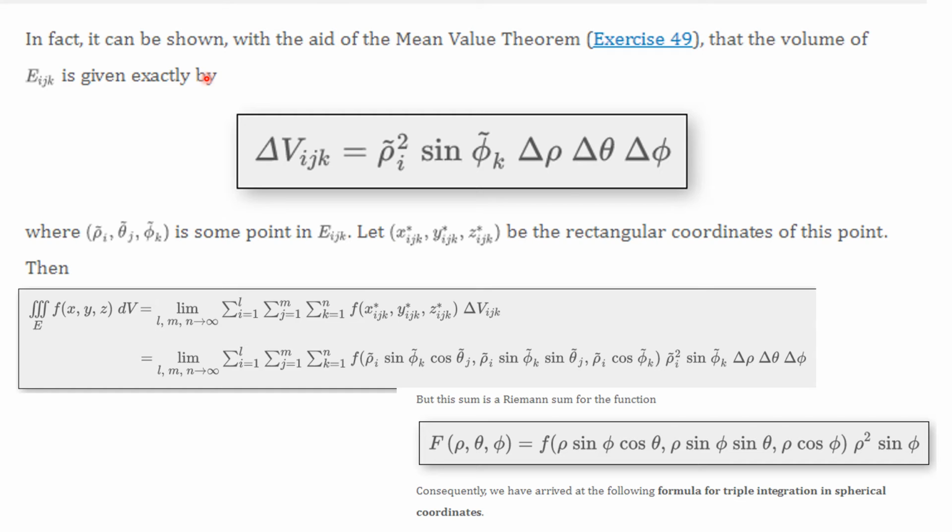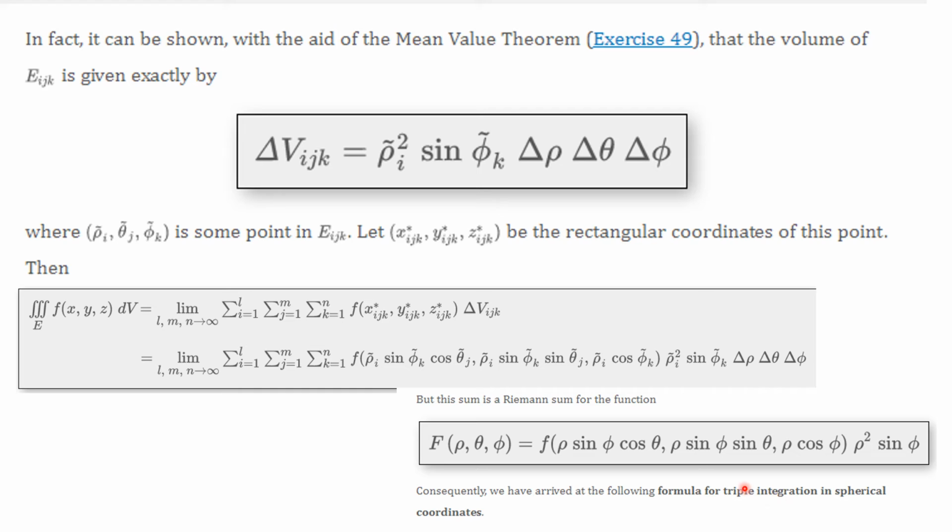Okay, so that's pretty much what we're doing here. So the little spherical rectangle that we have, its volume is approximately this, and we add up all of these little spherical pieces and take the limit as n goes to infinity to get the triple integral. But we do remember that this ends up being a Riemann sum for a function capital F, which is now a function of rho, theta, and phi, which really is the f that we started with way up here, to integrate sine phi, cosine theta, and so on and so forth.